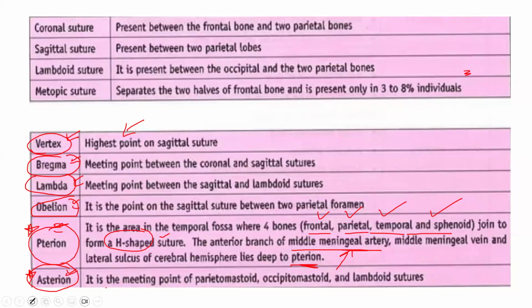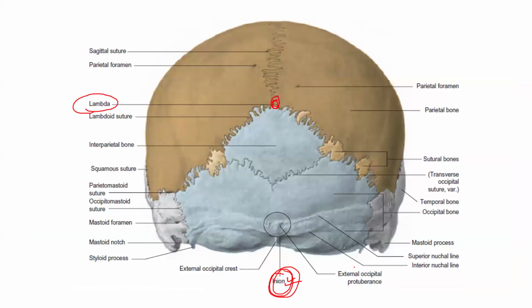Next is the asterion. Asterion is the meeting point of parietomastoid, occipitomastoid, and lambdoid sutures. So let's see where these sutures are. First is the lambdoid suture. Yeah, it's here. First is the lambdoid suture. Okay. We have the parietomastoid suture. So this one is the parietomastoid suture.